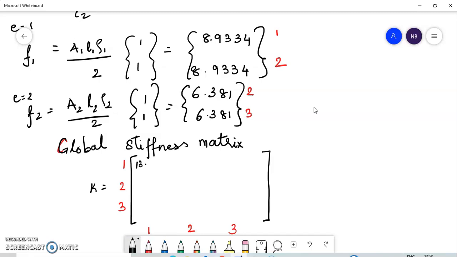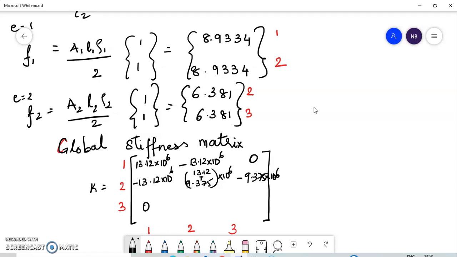So here we have 13.12 into 10 to the power 6, minus 13.12 into 10 to the power 6, 0. Here there will be an addition of terms. So it will be 13.12 plus 9.375 into 10 to the power 6. This is minus 9.375 into 10 to the power 6. Then 0, minus 9.375 into 10 to the power 6 and 9.375 into 10 to the power 6.